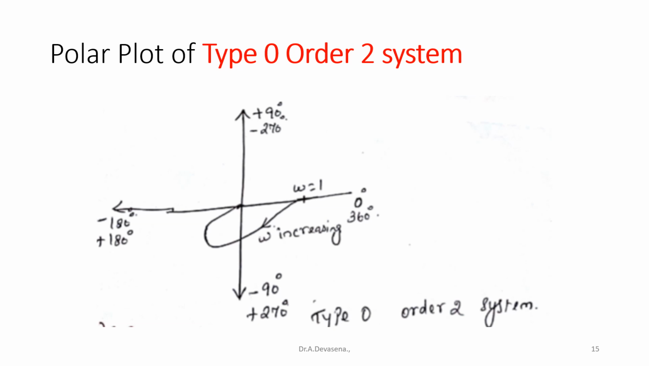That is, the starting point of the polar plot is 0 degree for type 0 system, and the end point of the polar plot is minus 180 degree. That is, the starting point of the polar plot is determined by the type of the system, and the end point of the polar plot is determined by the order of the system. This is represented in the diagram.